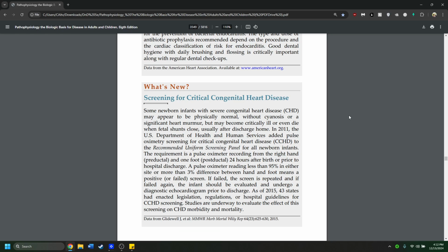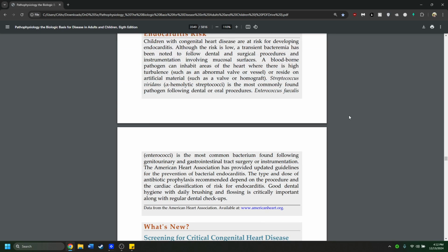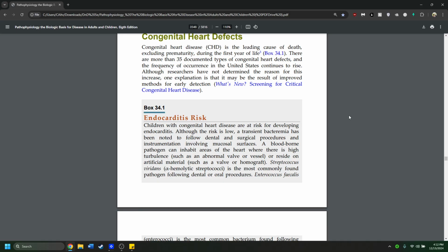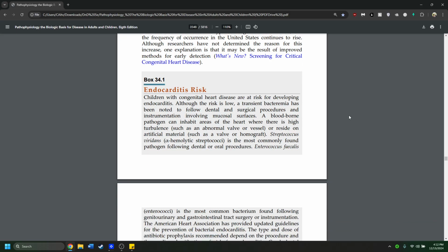So how does this, I don't think this was actually the part that I needed. I think this was, no, this box 34.1.